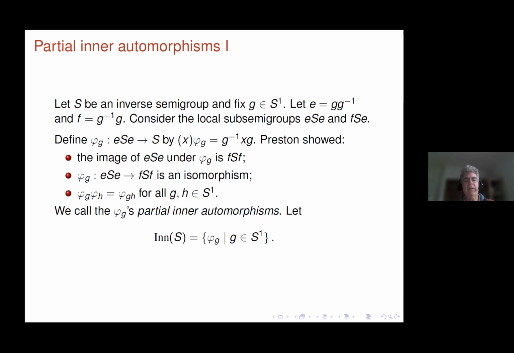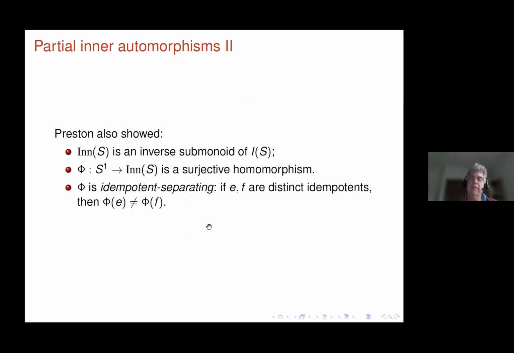So we call these phis partial inner automorphisms. They're inner because they're constructed in the same way as in the group case, and partial because they're not totally defined mappings on S. And Preston also showed, using different notation, that the partial inner automorphisms form an inverse submonoid of the symmetric inverse monoid.